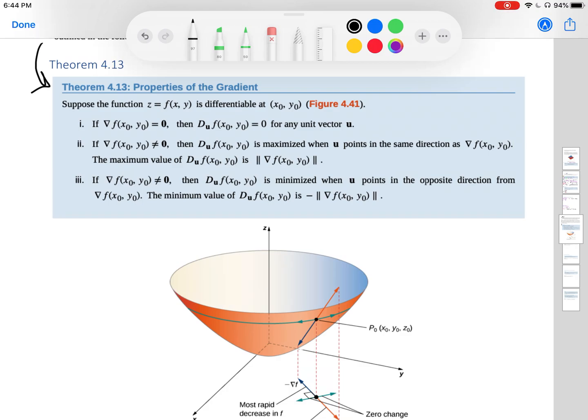Suppose the function z equals f of x y is differentiable at x naught comma y naught, and we use the little sub-zero notation to show that's a specific given point. First, if the gradient is 0, then the directional derivative is 0. Second, if the gradient is not 0, then the directional derivative is maximized when u points the same direction as the gradient. Third, if the gradient does not equal 0, then the directional derivative is minimized when u points the opposite direction.